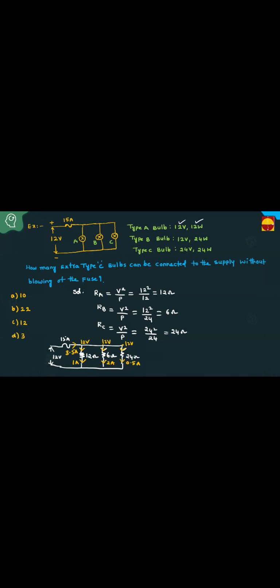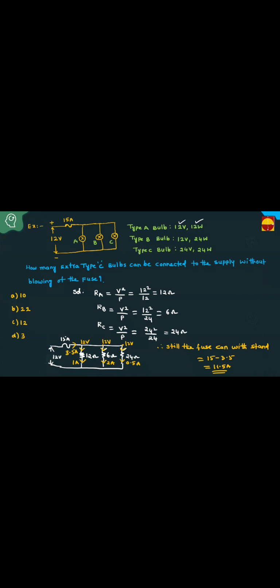According to these resistances, these 3 bulbs are drawing only 3.5 amperes. Still, how much current can this fuse withstand? The fuse can withstand how much current, students? Still, the fuse can withstand 15 minus 3.5, which is 11.5 amperes. Approximately, it can withstand 11.5 amperes more.